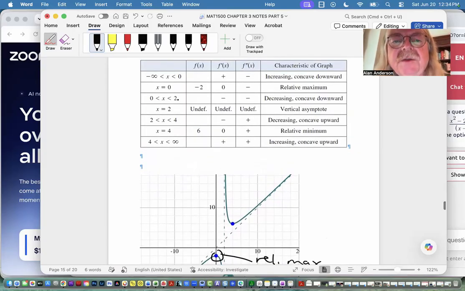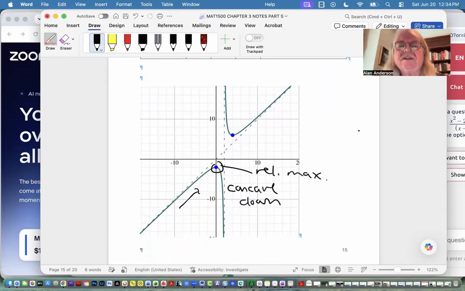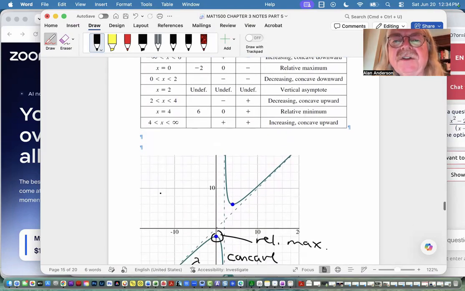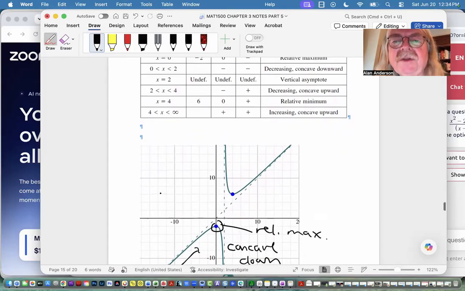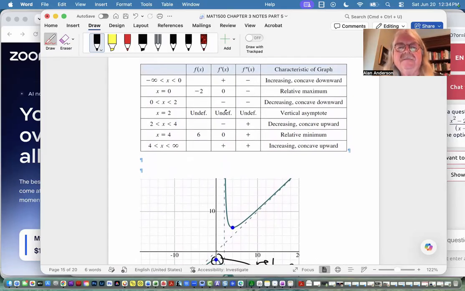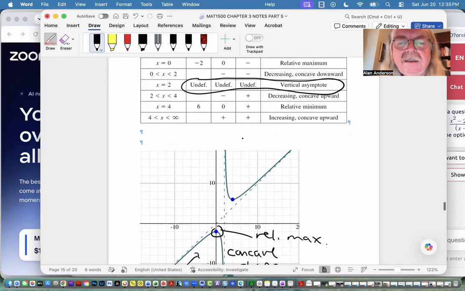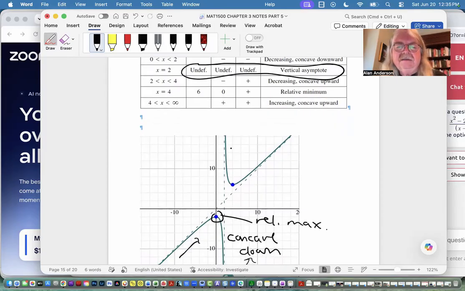Then from 0 to 2, the function. Oh, I see. They're breaking up again here. In other words, they treated this as a separate interval. Okay. And then at exactly x equals 2, we have an asymptote, so none of these are defined. And then between 2 and 4, we have, remember, this is 4.